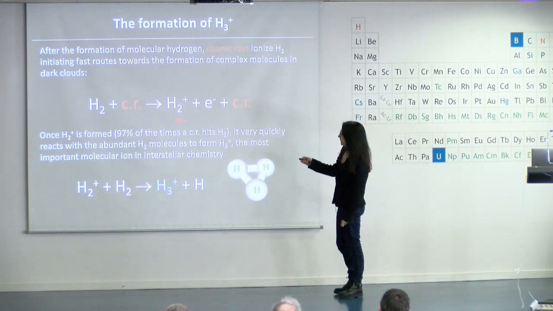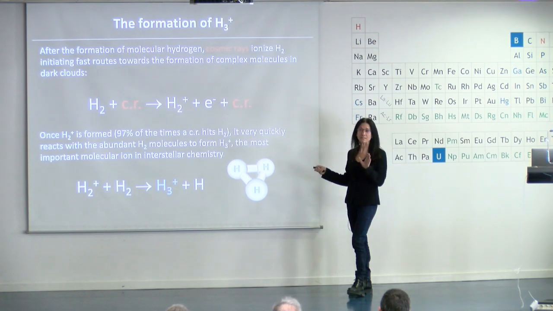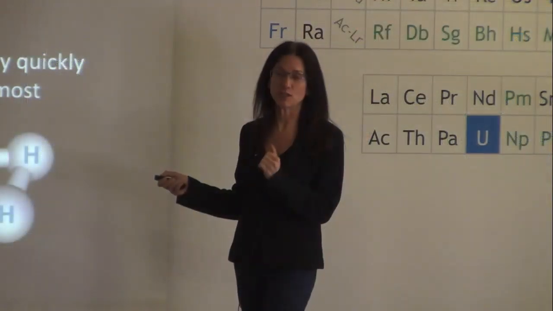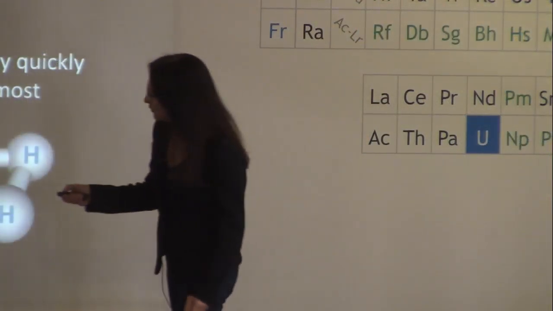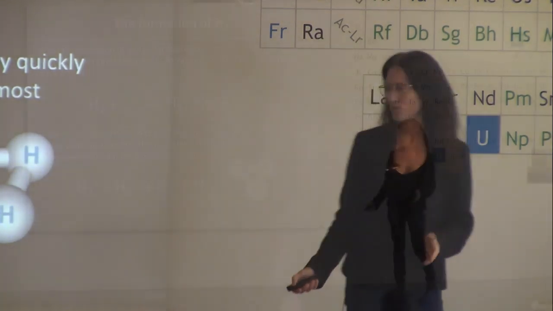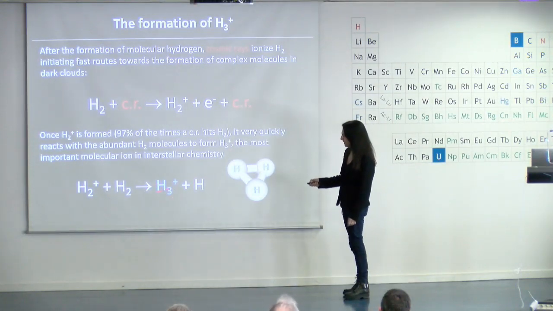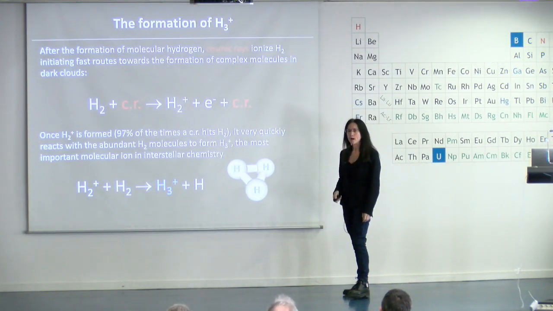And what happens with H2+? Well, in a medium which is rich in H2, you can forget about anything else. H2+ will just react with H2 and form H3+, because of the enormously larger abundance of H2 molecules. H3+ is the most important molecular ion in astrochemistry. Why?